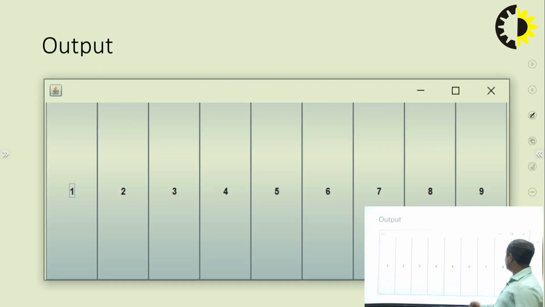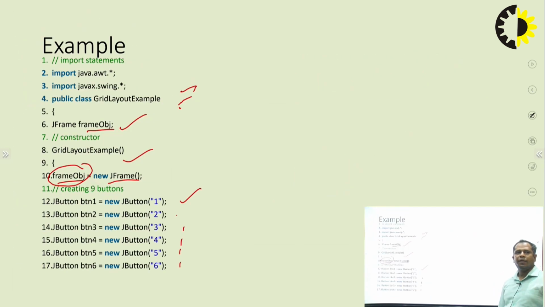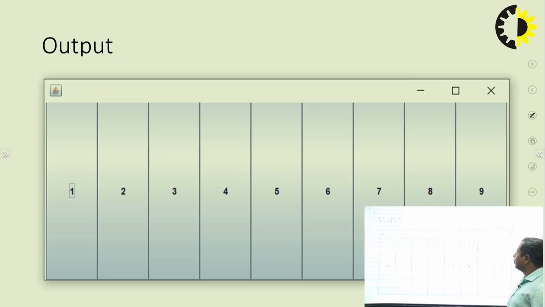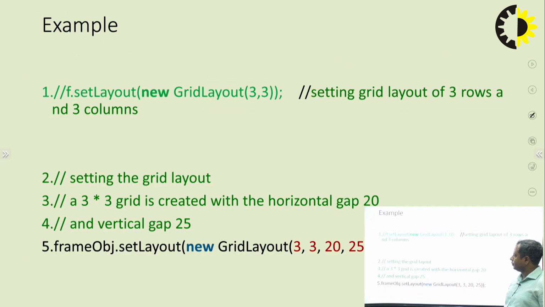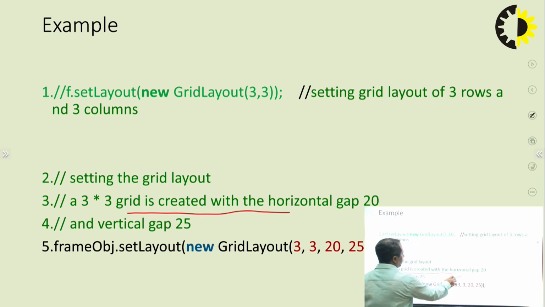Here we can see the output of this grid layout example. Next, if you want to provide some gaps, with horizontal gap and vertical gap, we will pass the values to the parameterized grid layout constructor.